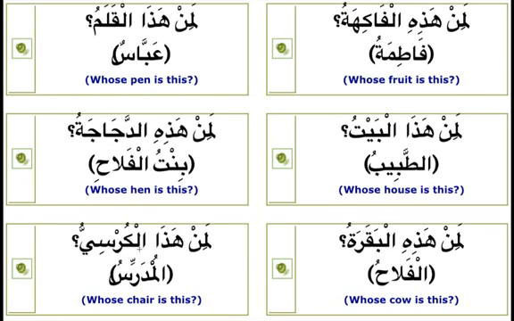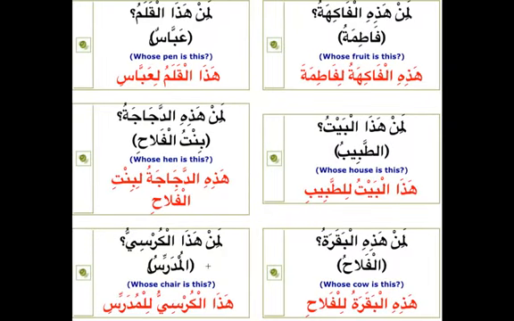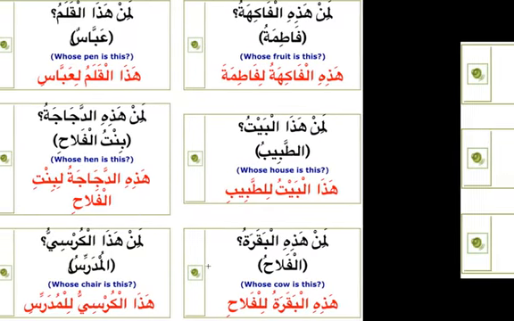Liman hadal kursiyu. To whom does this chair belong? Whose chair is this? So we say hadal kursiyu. Hada mubtada, al kursiyu badal. And we say lil mudarrisi. Lil mudarrisi. Jar majrur shibh jumla khabar. So these are the answers for you, inshallah.